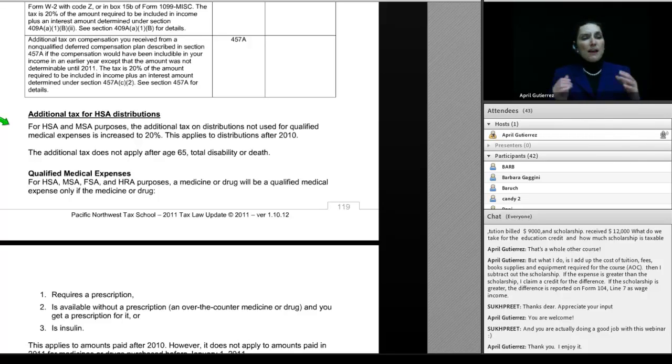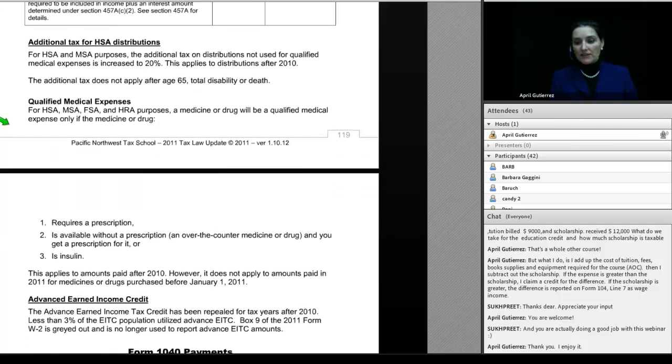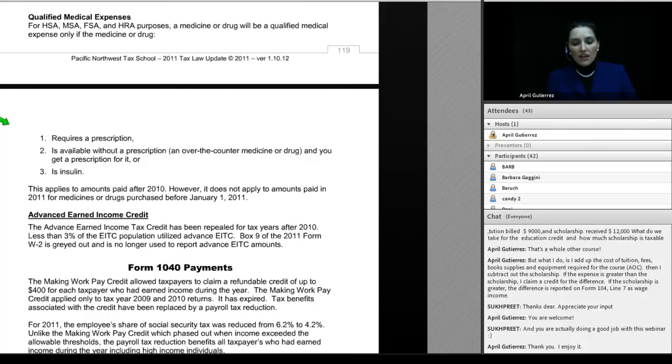So let's suppose I take $2,000 out of my HSA and I spend $1,000 on medical expenses, and I have $1,000 left over. What's going to happen to me? Well, I'm going to have to report $1,000 of income on my tax return, and I'm going to have to pay a $200 penalty on top of that. It's a 20% penalty.